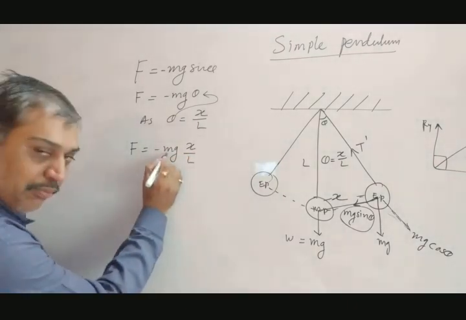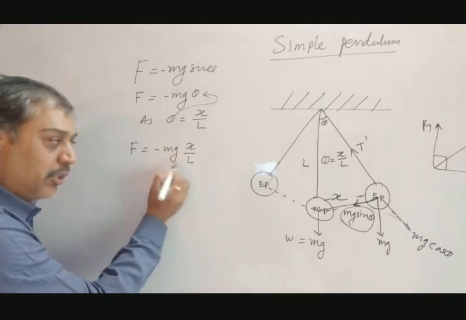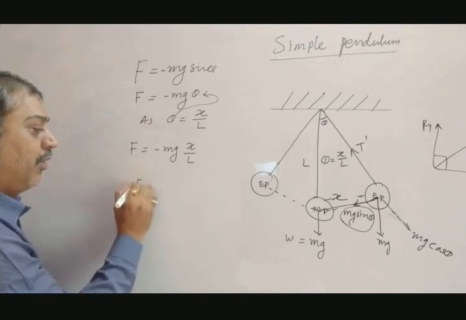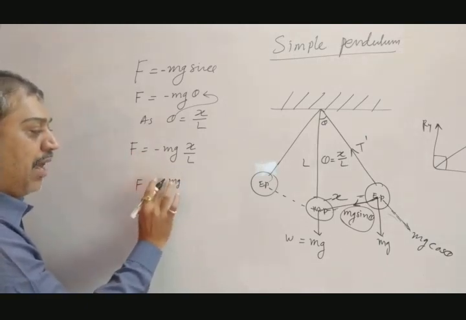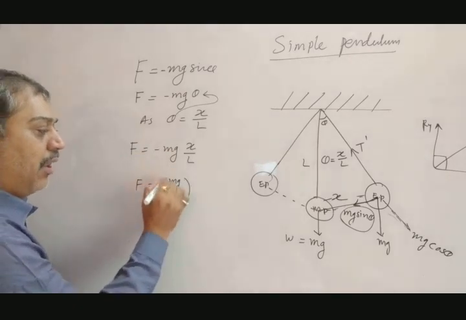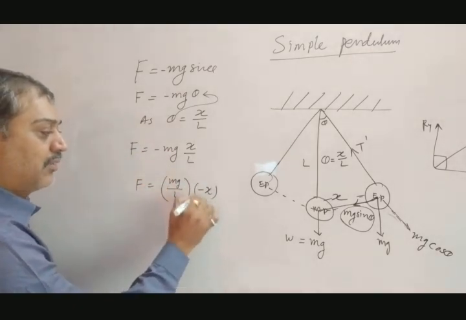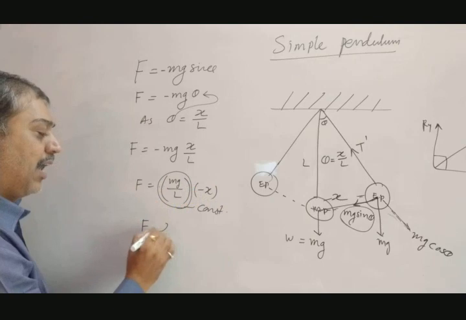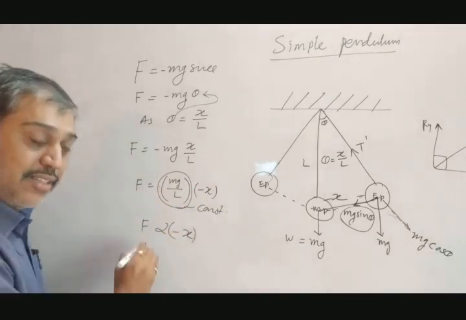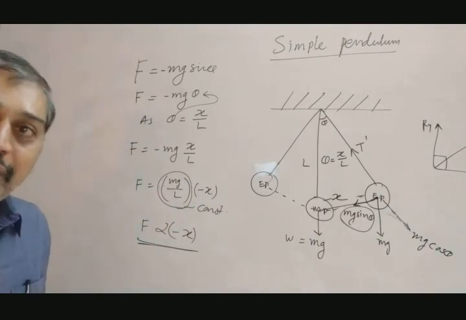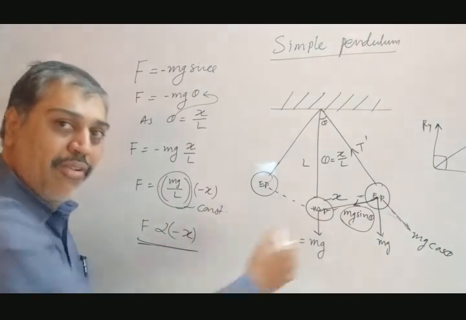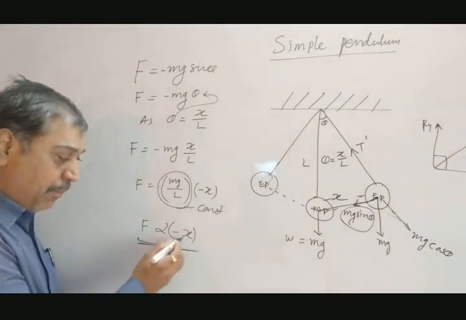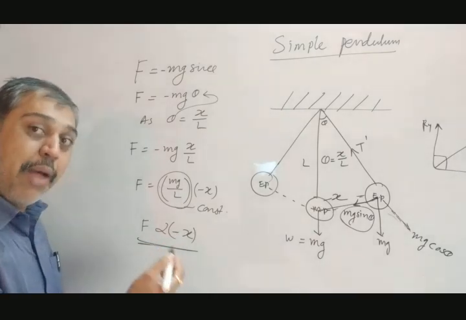Now this m is constant, the mass of the bob; g, the acceleration due to gravity, is constant; the length of the simple pendulum is constant. So these things are constant. You can write F equals minus mg divided by L, in brackets, and outside the bracket it is x. As these things are constant, you can write a simple equation: F is directly proportional to minus x. And this is the condition for what? Simple harmonic motion. So the bob of the simple pendulum obeys the condition. Force is directly proportional to displacement, but this minus sign shows they are in opposite directions.